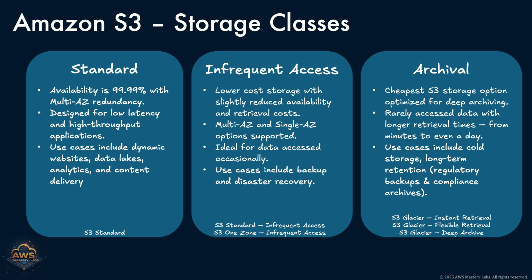The S3 Standard storage class is Amazon S3's default and most versatile storage option, designed to deliver high availability, low latency, and high throughput for a broad range of use cases. It provides 99.99% availability, which ensures that your data is almost always accessible, making it ideal for critical, frequently accessed workloads. The S3 Infrequent Access, IA, storage class is designed for data that is not accessed frequently but still needs to be readily available when required.